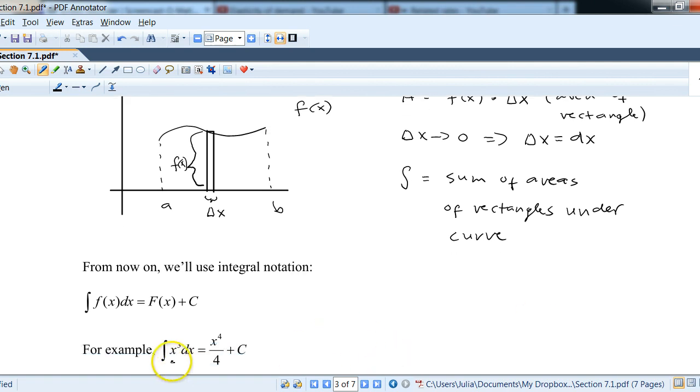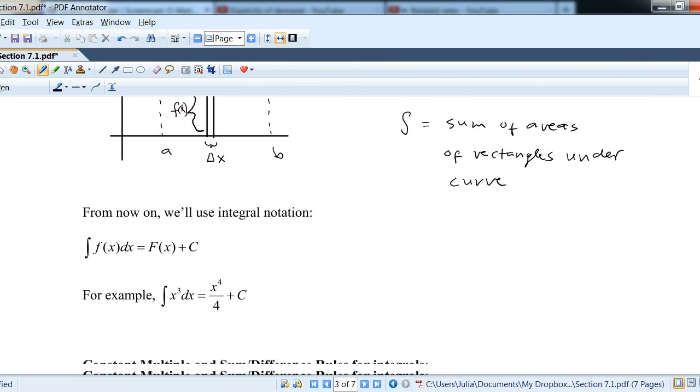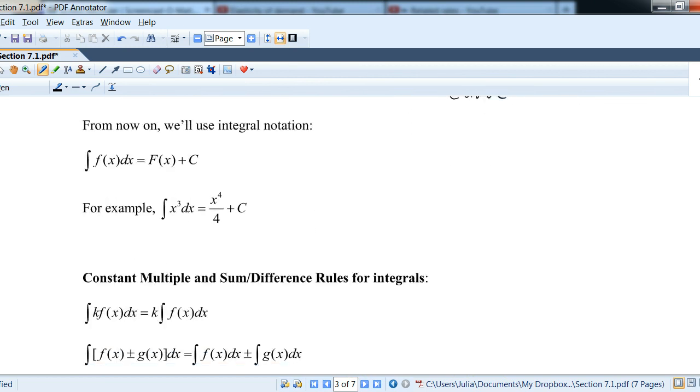For example, the integral of x cubed times dx equals x to the 4 over 4 plus a constant. As soon as you evaluate the integral, notice how the integral sign is gone, the dx is gone, because this is like the derivative part under the integral. Once you integrate it, you get the antiderivative plus a constant. This is all you get, okay? So just practice with the notation.